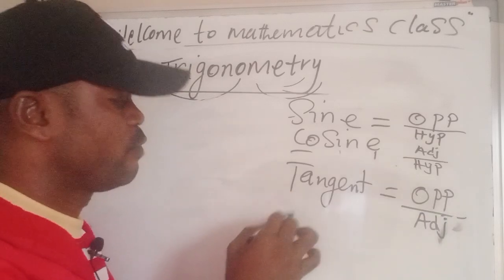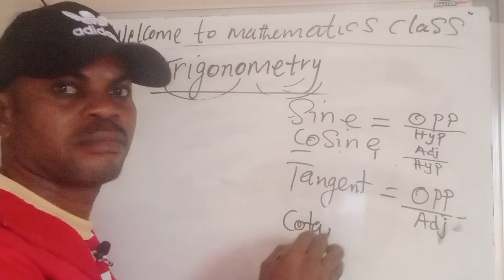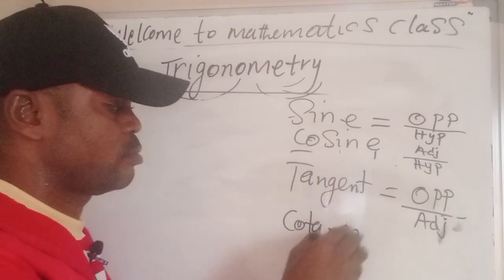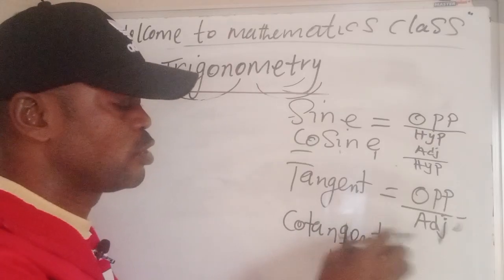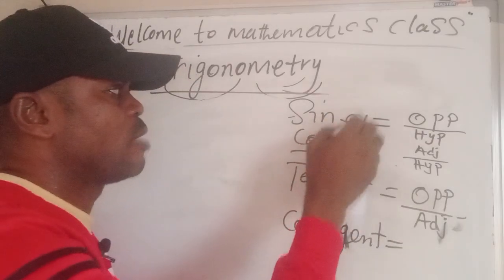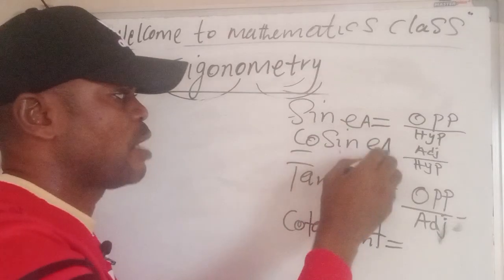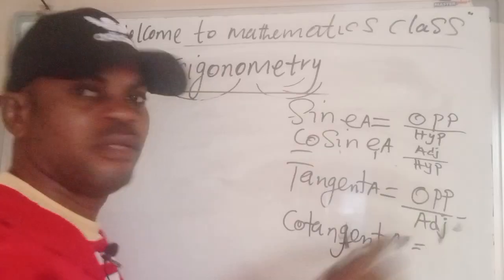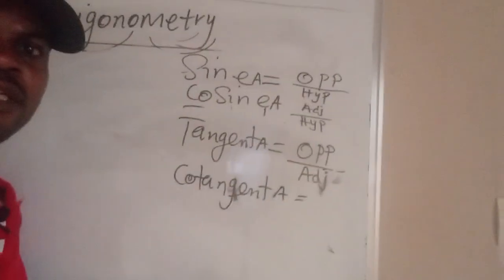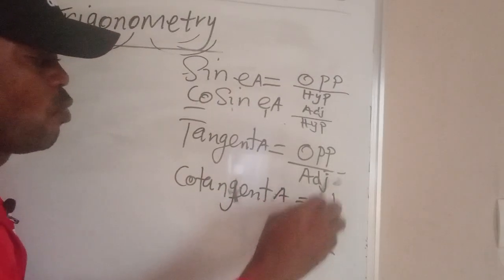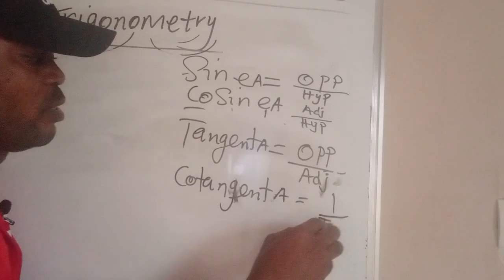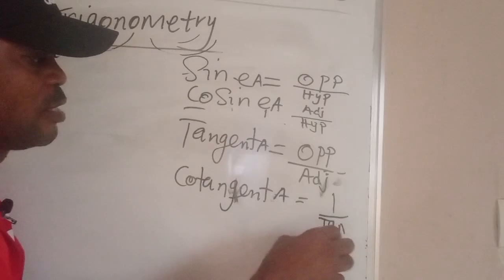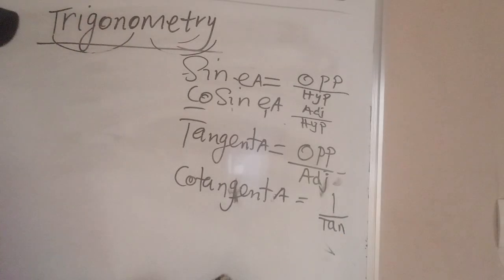Then you also hear of the cotangent. We studied the relationship between, remember, the angle maybe here, could be angle theta, could be angle A. Then you also have cotangent, which is simply 1 over the tangent, or the inverse of a tangent, represented with tan there.